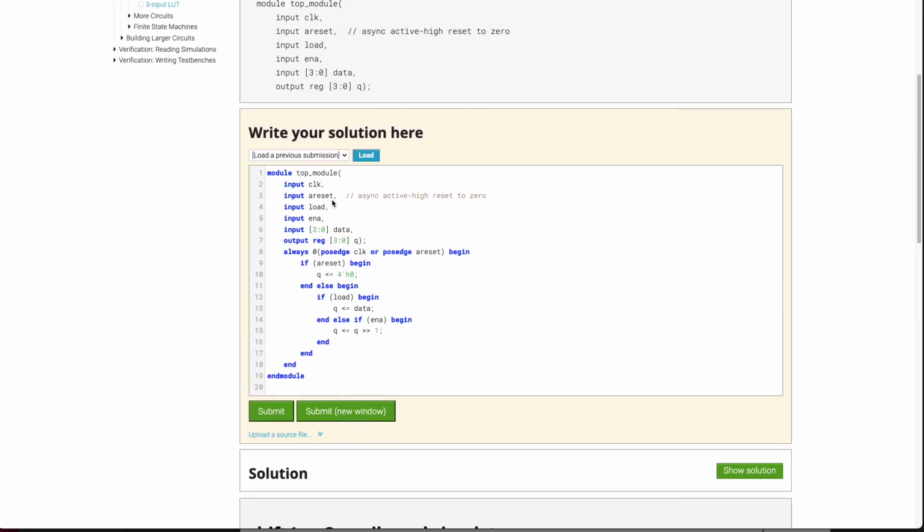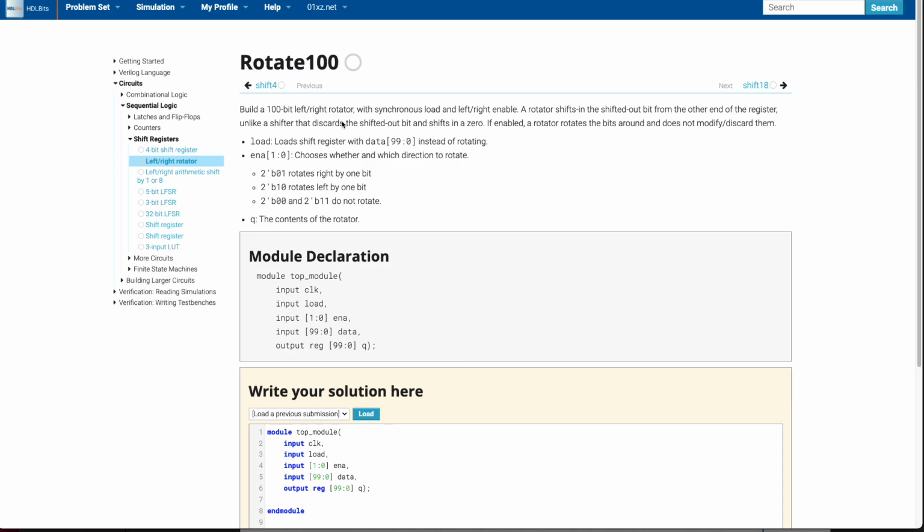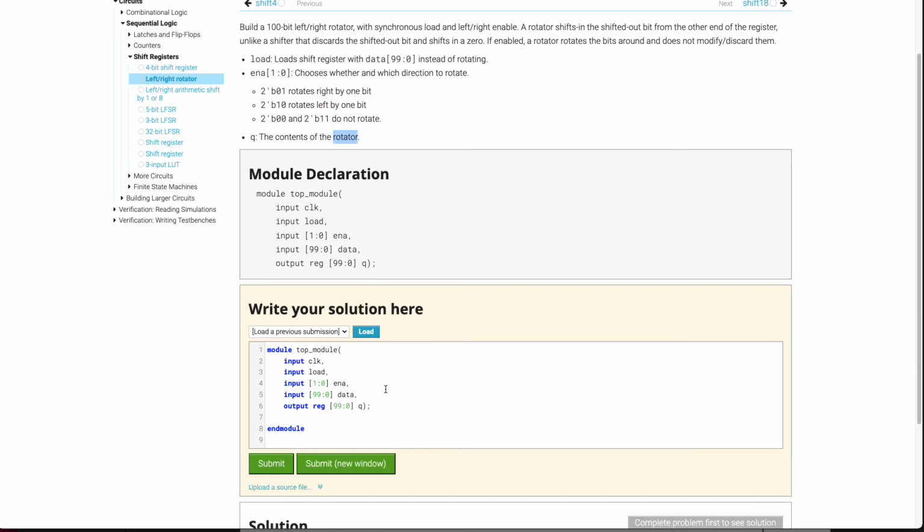Hey, I solved 100 problems. And then I need to rotate 100 after I solve the 100th problem. A 100-bit left-right rotator, okay, with synchronous load and left-right enable. Shifts in the shifted out bit. Okay, so it's a rotating shifter. If enabled, the rotator rotates the bits around, does not modify or discard them. Load the bit instead of rotating. Enable rotates left, rotates right. Okay, not too bad, I think.